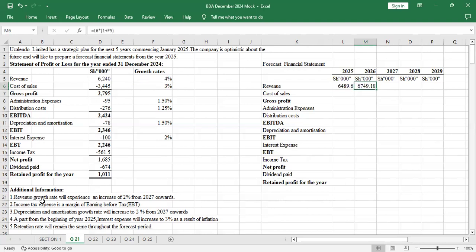So we are told that revenue growth rate will experience an increase of 2% from 2027 onwards. It was 4% in 2026, but now coming to 2027, it will experience an increase of 2%. So it means that it will move from 4% to 6%. That's what the additional information says. So you move from 4%, you add 2, you get 6%. You don't use 2%, because that means it will decrease. So it is an increase of 2%.